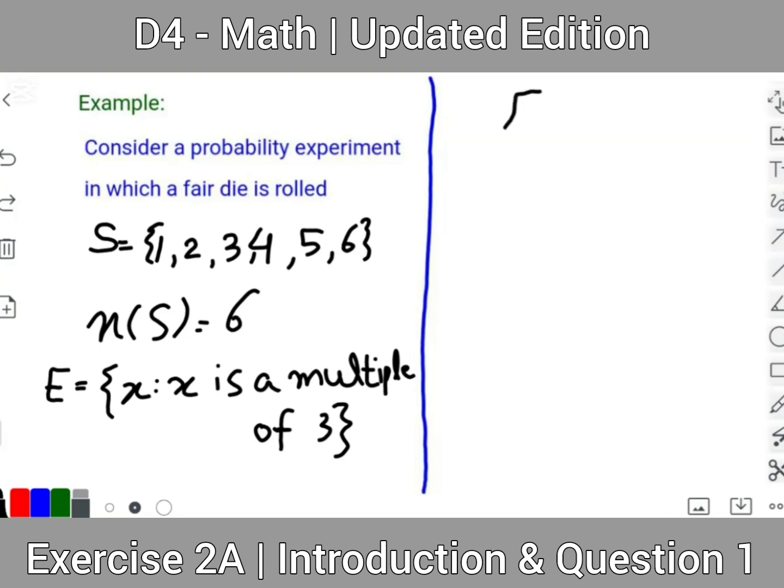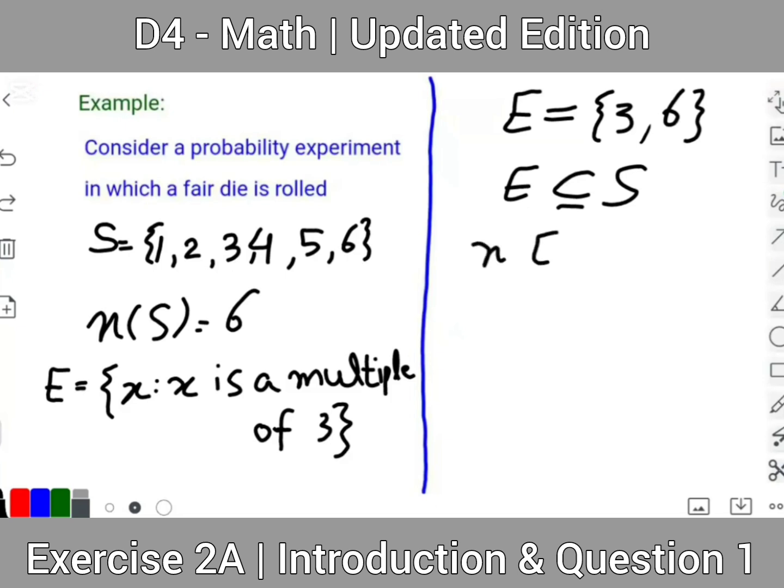E equals 3 and 6. And we have learned that E is a subset of the sample space S. The number of favorable outcomes is the number of elements in the set E. So, for example, the N of E will be equal to 2.